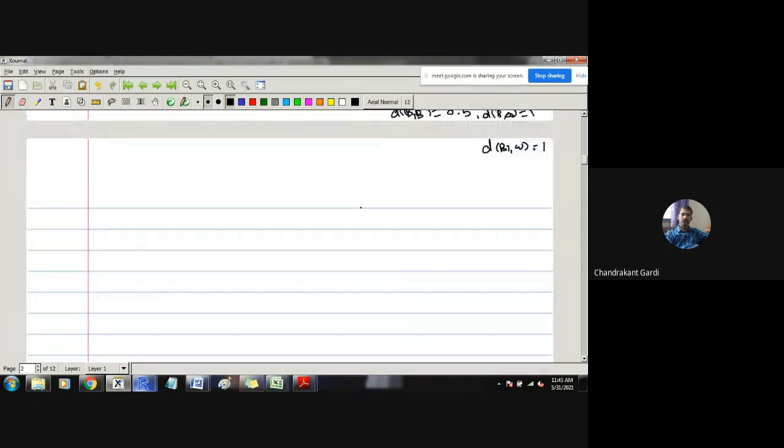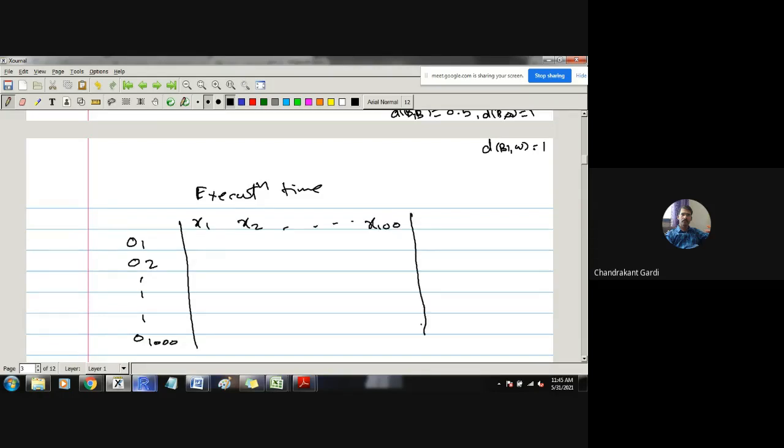So we'll talk about this execution time. As said earlier, suppose these are the observations in the database, and these are the variables, say x1, x2, up to x100, and this is the class label, say y. Suppose for simplicity it takes only two values, 0 and 1.